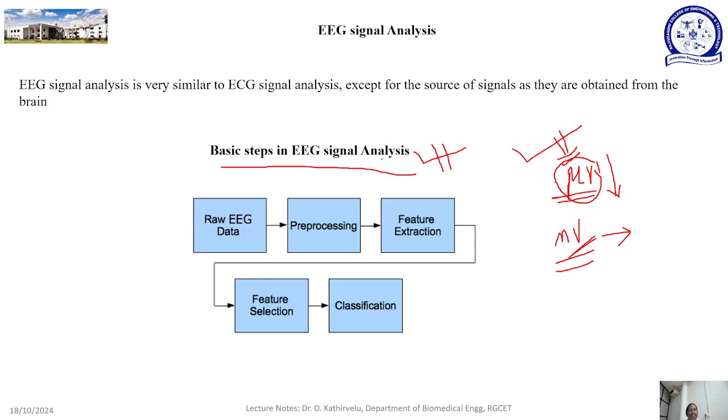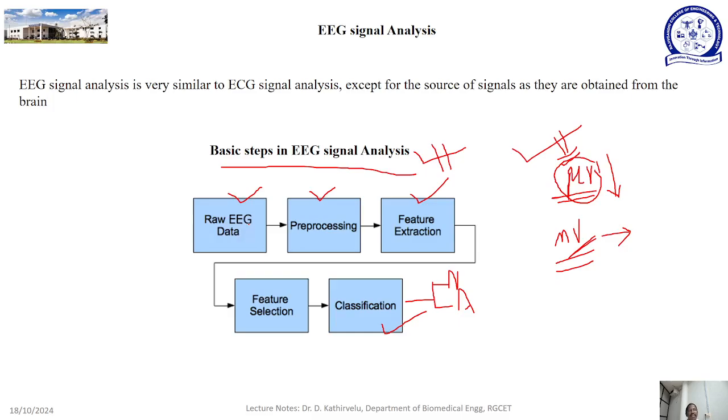So what are the basic steps in EEG signal analysis? As in ECG signal analysis, we get the raw data, we process the data, we extract the features, and we classify them as normal and abnormal based on the selected features. So the procedure is very similar.